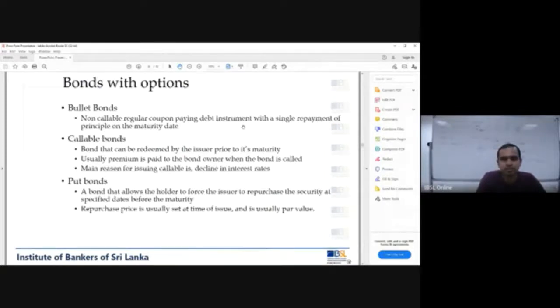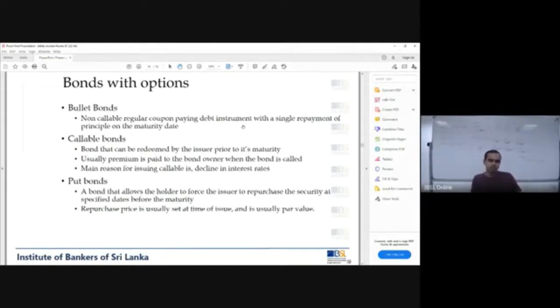Bonds with options. Since we have not done options, let us skip this. We'll just go through, but we'll not go into detail. Bullet bonds are non-callable, regular coupon-paying debt instruments with a single repayment of principal on the maturity date. Right, non-callable. That means a callable bond is where the issuer will call back the bond if interest rates drop. So the issuer will benefit if interest rates drop. A bullet bond has a single repayment of principal on the maturity date.